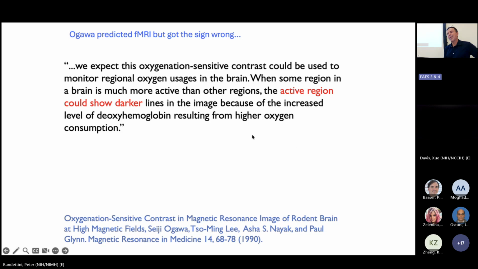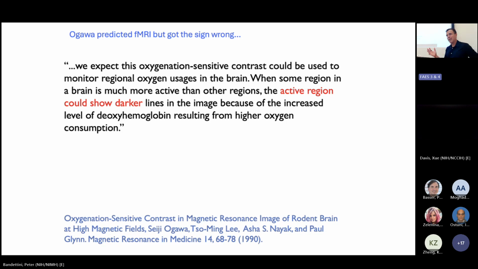In fact, the opposite happens, which is still paradoxical to some degree. When you have brain activation, the flow goes up, the oxygenation actually increases, it overcompensates for the metabolic rate change. The reason for that is both to deliver oxygen, of course, but also to remove waste.